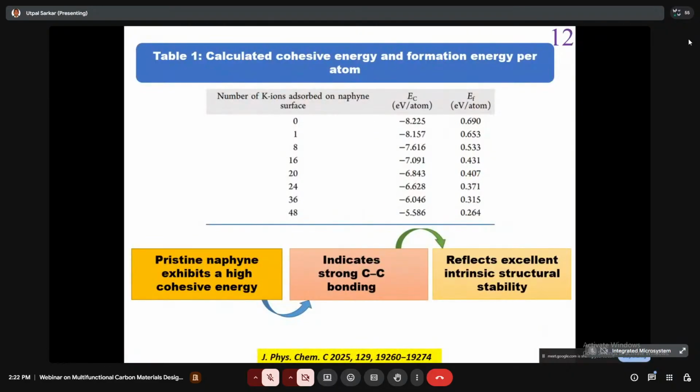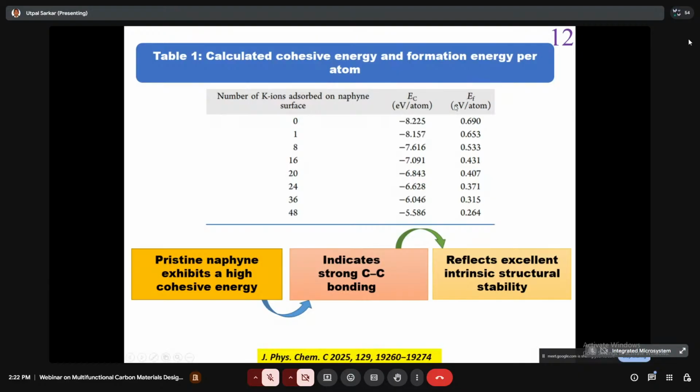Then we have calculated the cohesive energy and formation energy. Cohesive energy per atom: for the pristine system, the cohesive energy is minus 8.225 electron volt per atom. That is a very large number. It implies that the system is very stable. And after absorbing potassium ions, its cohesive energy is decreasing, but still negative. That means the systems are stable even after absorption of 48 potassium ions.